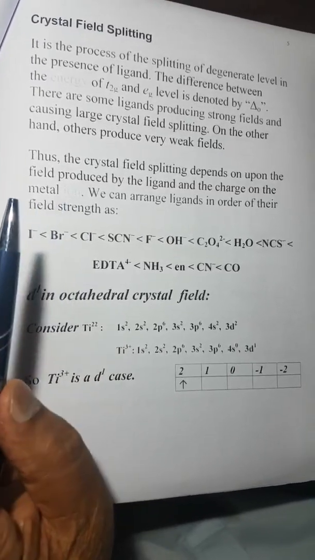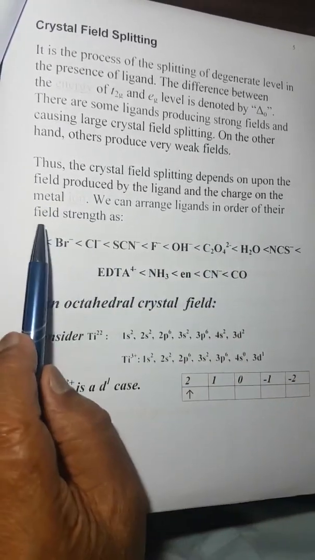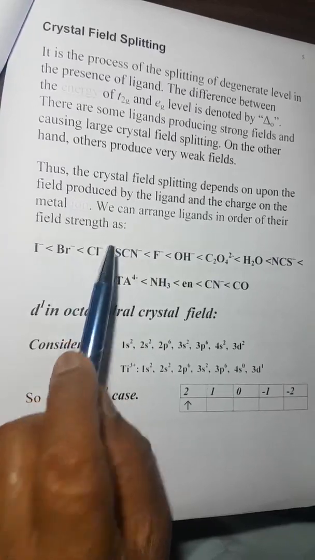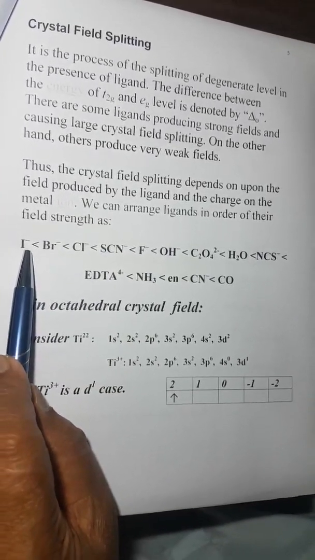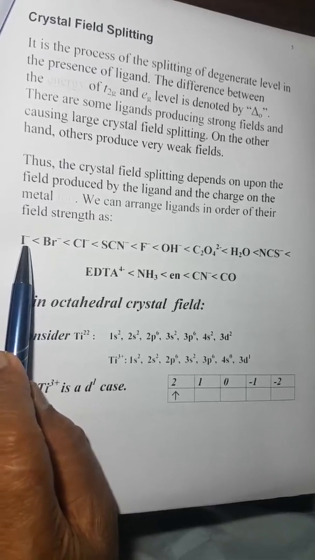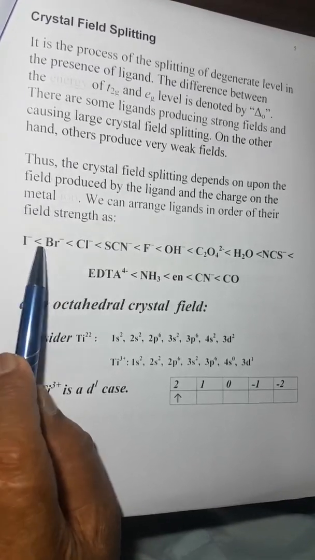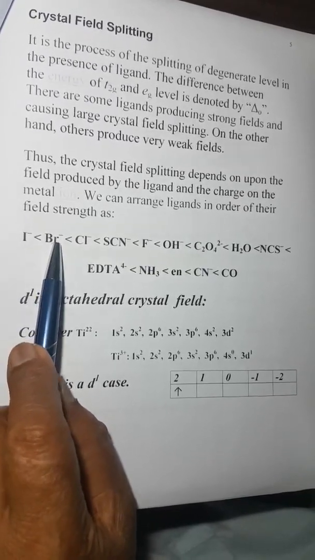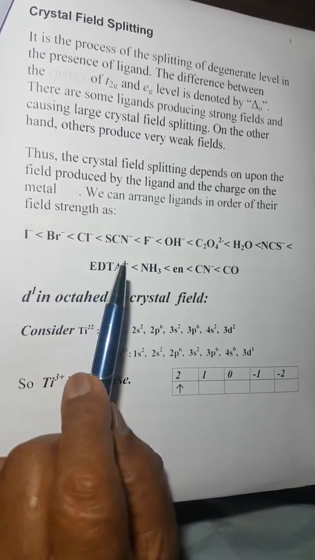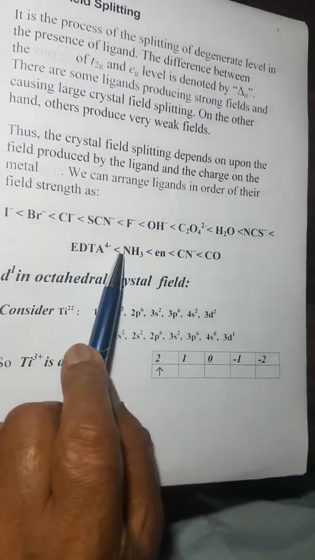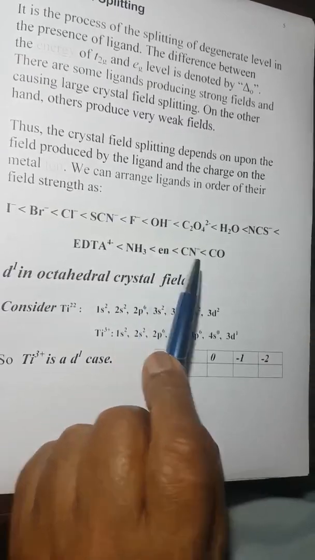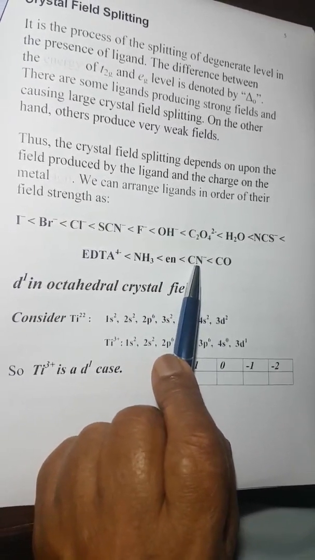We can arrange the ligands in order of their field strength, and here I have shown you iodide is least, it doesn't create much splitting energy. Iodide is less than bromide, chloride, cyanide. Now these are very strong ligands: EDTA, ammonia, ethylenediamine, and cyanide, you know very well, is very powerful.